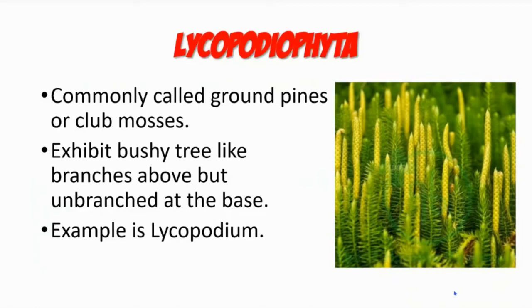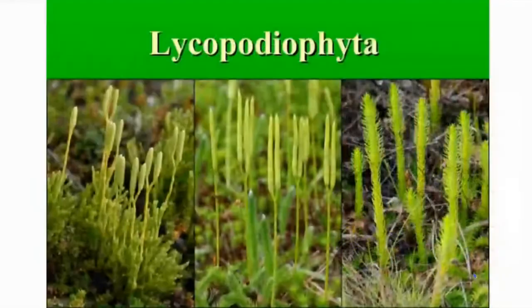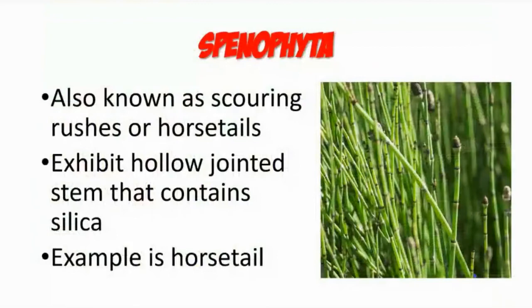Lycopodiophyta, they are commonly called ground pines or club mosses. They exhibit bushy tree-like branches above but unbranched at the base. Example of this is the Lycopodium. Yan yung Lycopodiophyta. Then Sphenophyta, also known as scouring rushes or horsetail, and then they exhibit hollow jointed stem that contains silica, and then example of this is horsetail.